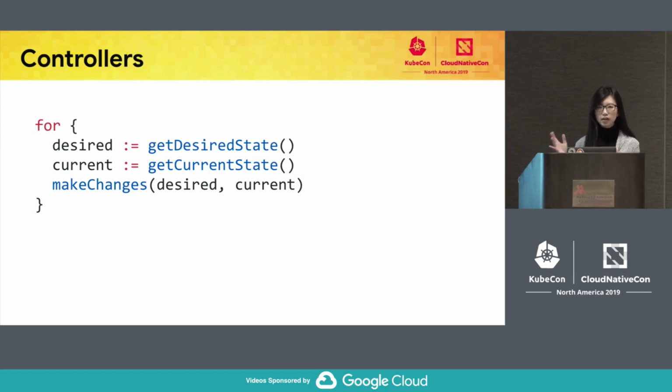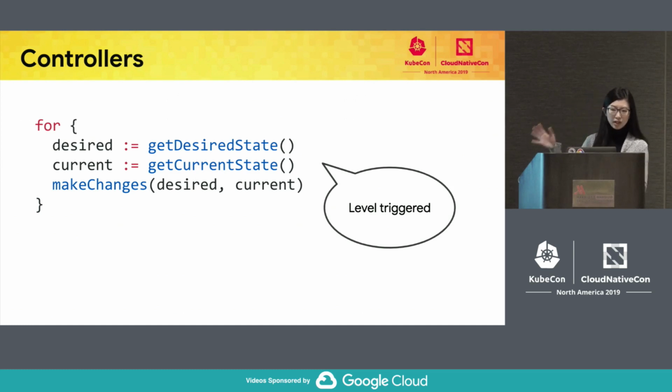For a given controller in Kubernetes, we usually have the desired state and then the current state. Based on that, we make some changes, and we keep doing that in a loop. And this change is level triggered, which means that we're not looking at the diff in the state. We're just looking at the current state and what's the expected state in the resource spec.